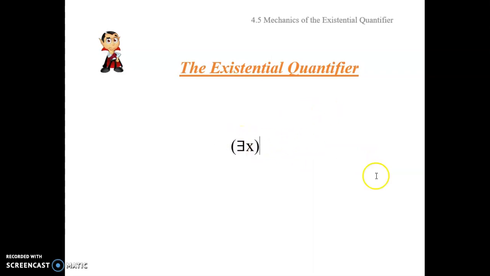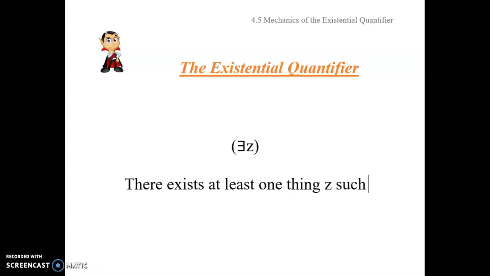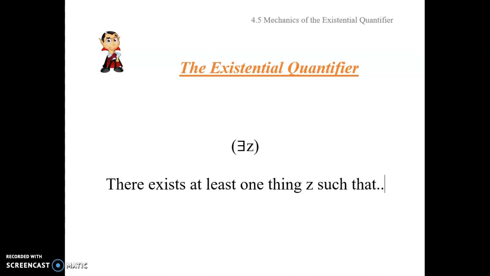So this right here is an existential quantifier, and we could have had the y in there, we could have had the z in there, we might have a little subscript here, maybe not, but this is an existential quantifier. It is to be read, there exists at least one thing, z, such that.